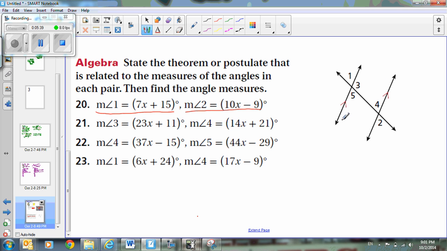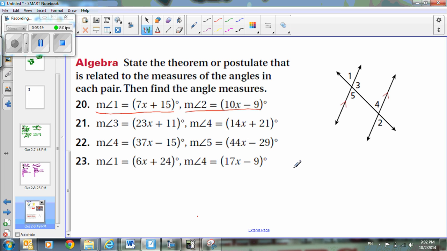Notice we have a pair of parallel lines being cut by a transversal. This is the line that touches the two parallel lines, so we call that the transversal. Notice also that angles 1 and 2 are on alternating sides of that transversal, and angles 1 and 2 are on the exterior of, here would be the interior of the two parallel lines. So angles 1 and 2 are on the exterior. All right, so what theorem or postulate relates those two angles? Well, we have a theorem that says when parallel lines are cut by a transversal, alternate exterior angles are congruent.